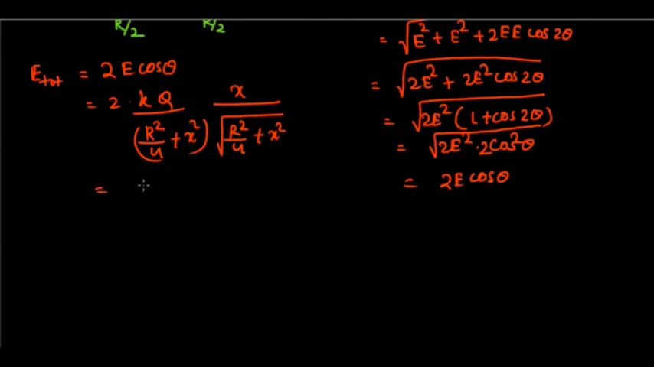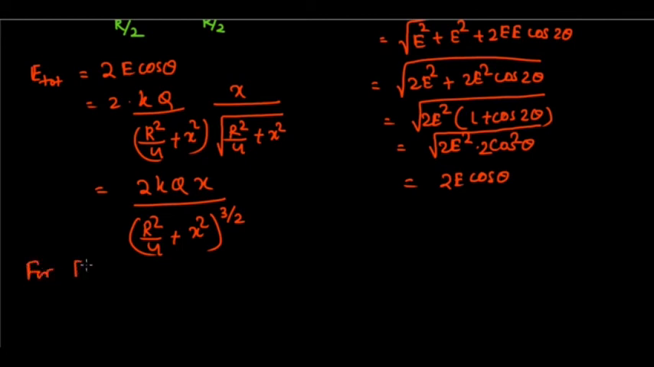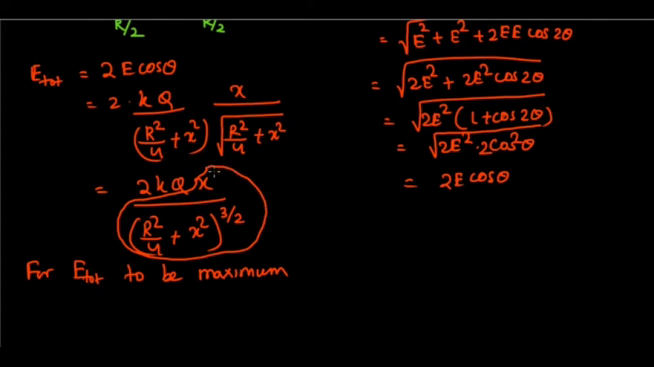So this is equal to 2kqx divided by (r²/4 + x²) to the power 3/2. Is that clear? So this is the net electric field at the point C. So for E total to be maximum, this value should be maximum, because k is constant, 2 is constant, and the charge is also fixed.